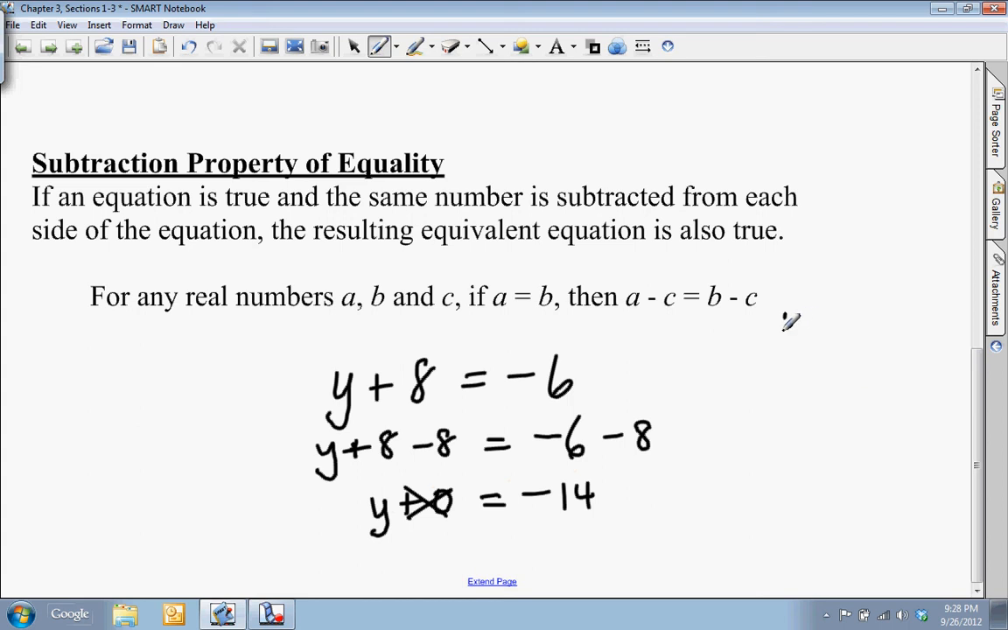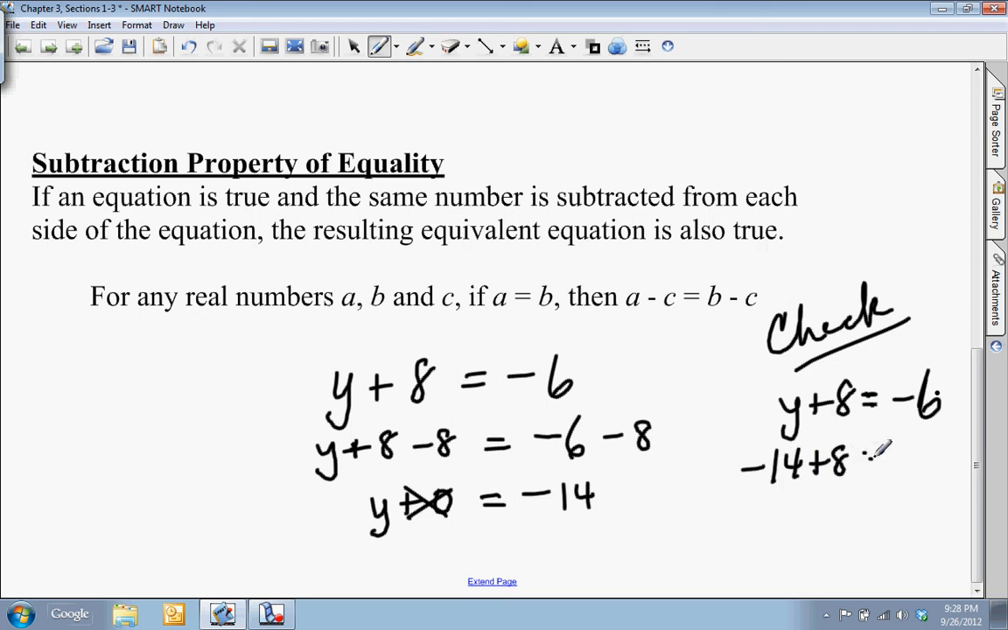One of the other things I would remind you and encourage you to do is check your work. If we know that y plus 8 equals negative 6, and we've said that y has a value of negative 14, does this check out to be true? And of course we know, yes, it does. So that's just a way for us to know whether or not we've done the problem correctly.